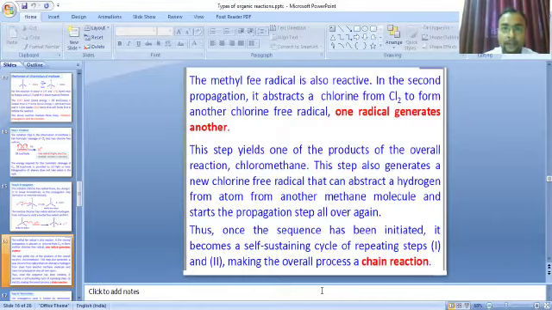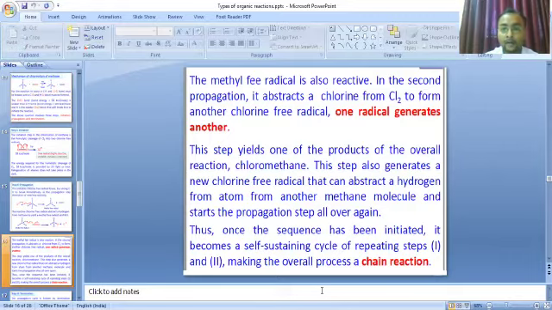In the second propagation step, it abstracts a chlorine from the chlorine molecule to form another chlorine free radical. One radical generates another free radical. So this step yields one of the products of the overall reaction, chloromethane. This step also generates a new chlorine free radical that can abstract a hydrogen atom from another methane molecule and starts the propagation step all over again.